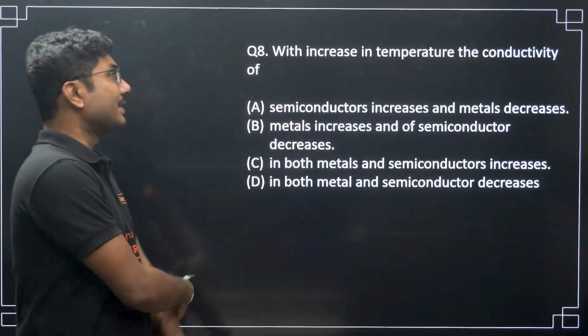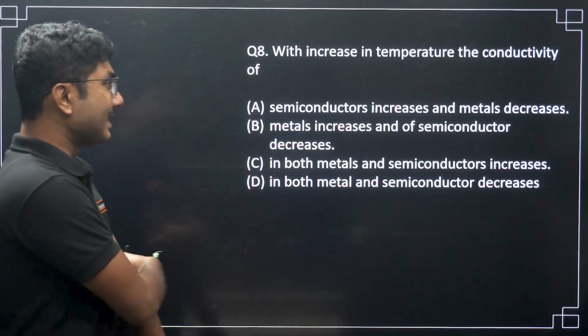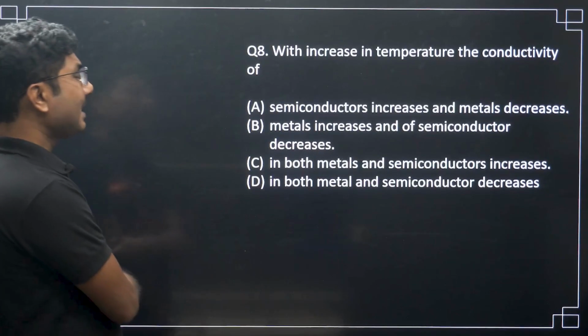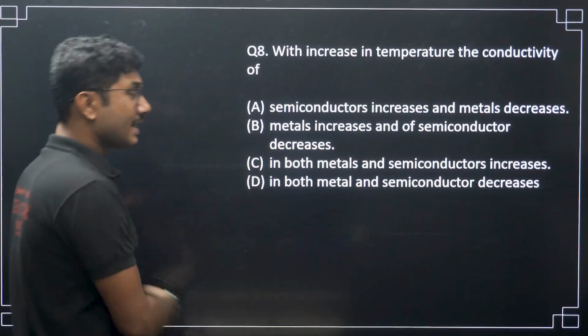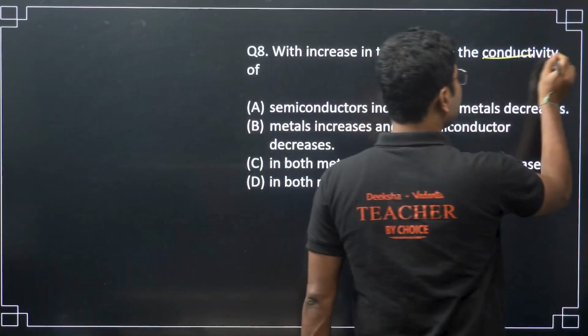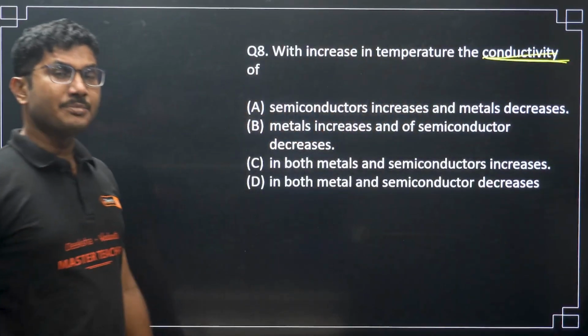Next question: with the increase of temperature, the conductivity of semiconductors increases and that of metals decreases. Metals increases and semiconductor decreases. Now here we are talking about conductivity. So at higher temperature, you have to remember that semiconductors become a good conductor.